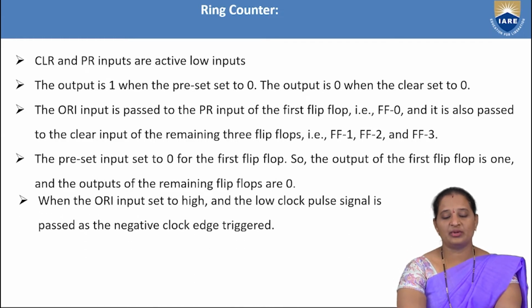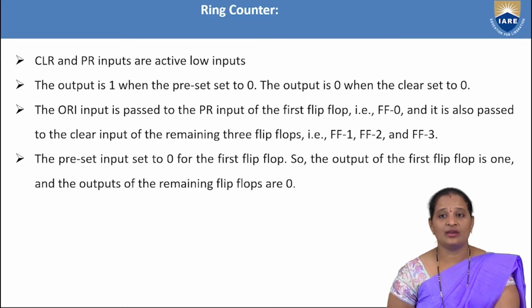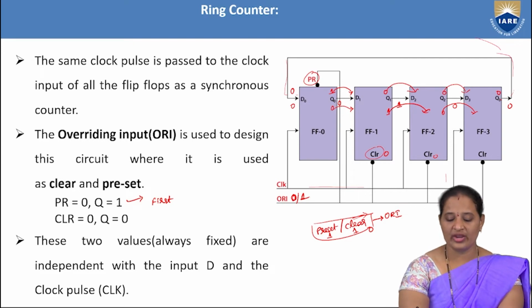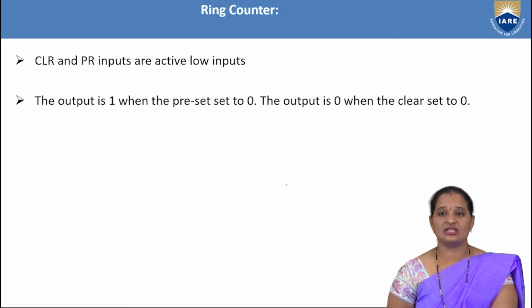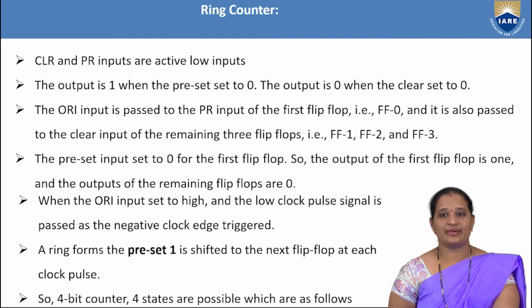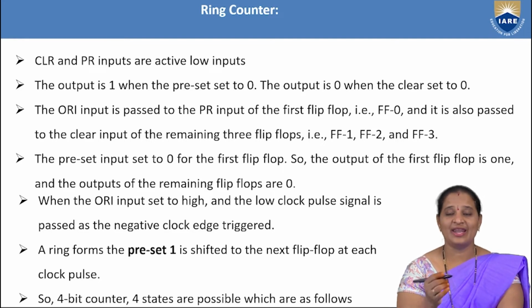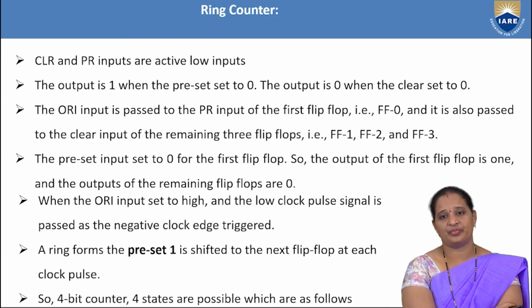When the ORI input is set to high, the low clock pulse signal is passed as a negative clock edge triggered. If you observe this clock signal, whenever this becomes 1, what happens? The operation of this circuit depends mainly on the clock signal. That is the meaning here. When a clock signal is applied, a ring-like structure is formed because of the feedback given from the last flip-flop to the input of the first flip-flop.